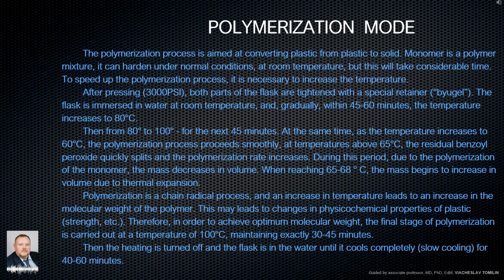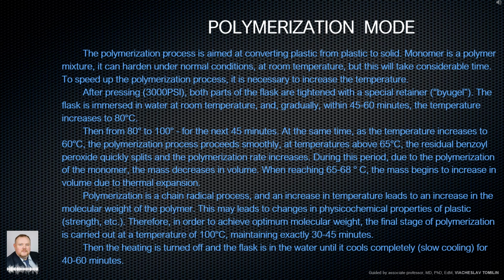At the same time, as the temperature increases to 80 degrees Celsius, the polymerization process proceeds smoothly. At temperatures above 65 degrees Celsius, the residual benzoyl peroxide quickly splits and the polymerization rate increases. During this period, due to the polymerization of the monomer, the mass decreases in volume. When reaching 65 to 68 degrees Celsius, the mass begins to increase in volume due to thermal expansion.